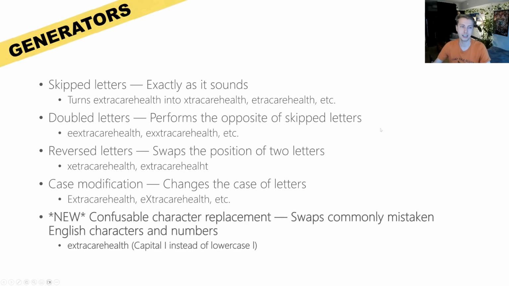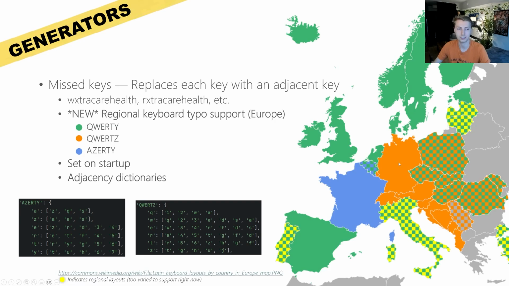So the generators I have right now are the original 3: skipped letters, doubled letters, reversed letters, and then case modification, which I added based on the feedback from the last cycle. This cycle, I've added confusable character replacement. It swaps commonly mistaken English characters and letters, such as the commonly confused capital I, lowercase l, number 1, and then capital O and the number 0, among other things.